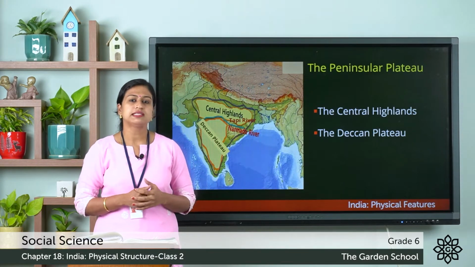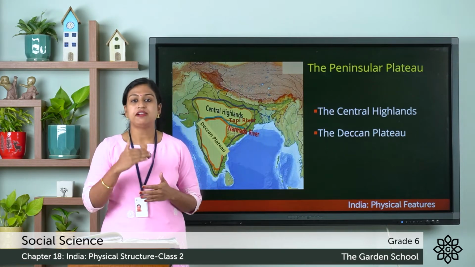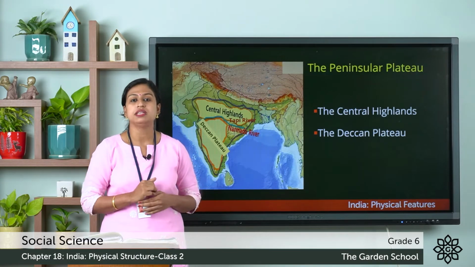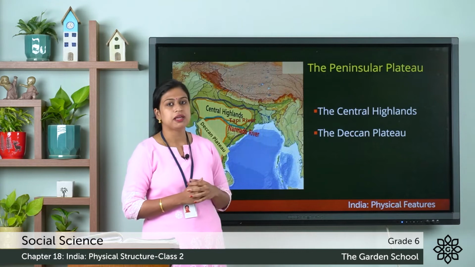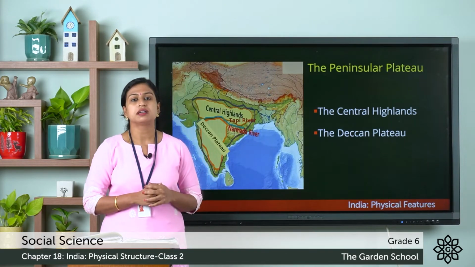The next word is plateau. What do you understand by plateau? A plateau is a flat elevated landform that rises above the surrounding area. So here the next feature is the Peninsular Plateau, and this is one of the oldest features of our country.